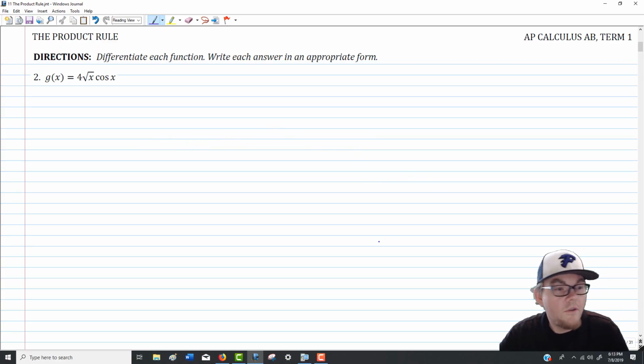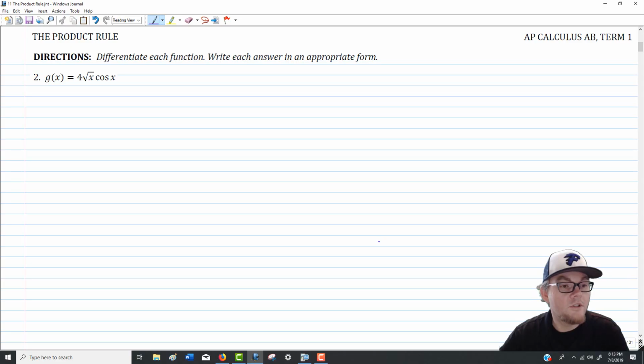The question we're going to address first comes from the first section, which is simply asking you to apply the product rule itself. Question number 2, though, is going to be the one that we work through. The directions say to differentiate each function and to write each answer in an appropriate form, keeping in mind that simplifying isn't necessary, although I'm going to always demonstrate it simplified as much as possible.